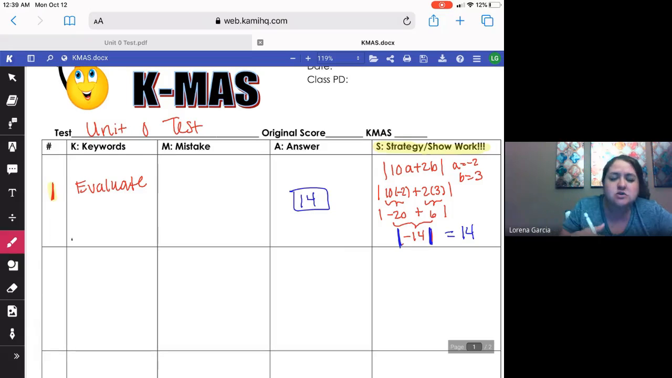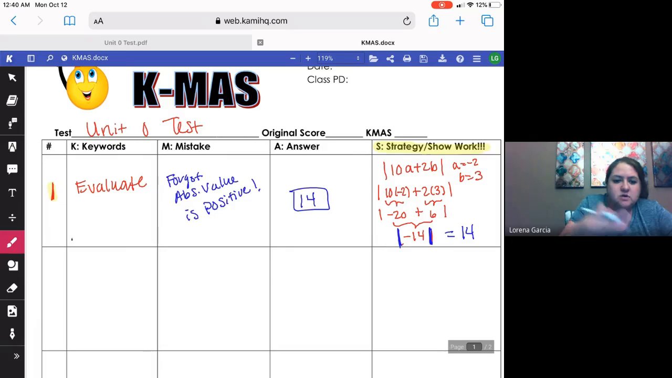In the mistake section, just in your own words, you put what you did wrong. Some of you might have done something different than someone else, and that's fine. But let's say that you're one of the students that put negative 14. You could say forgot absolute value is positive. So just in your own words, you're correcting your mistake.